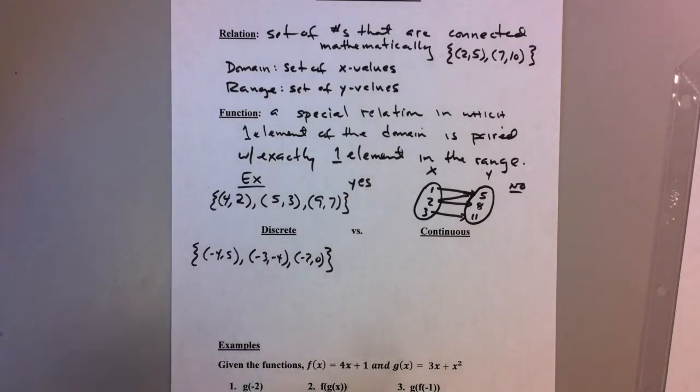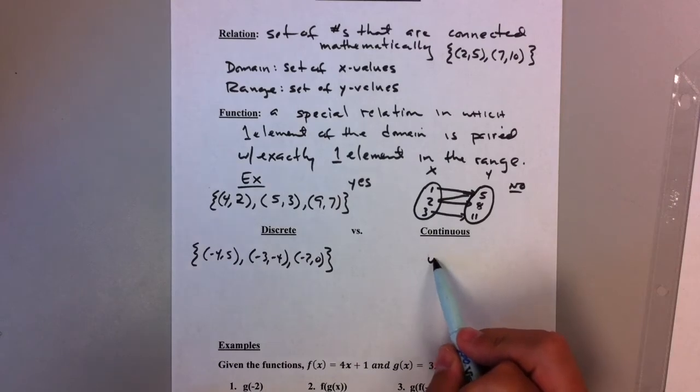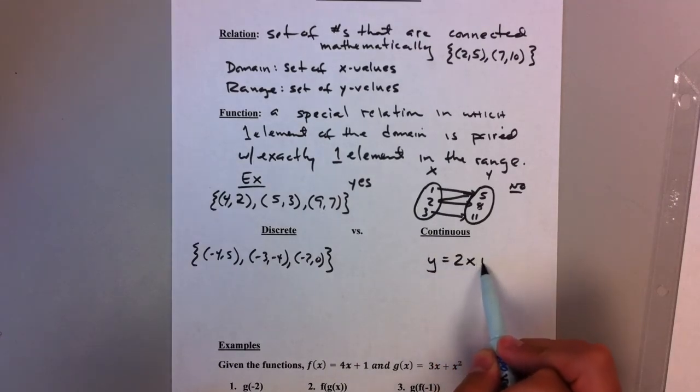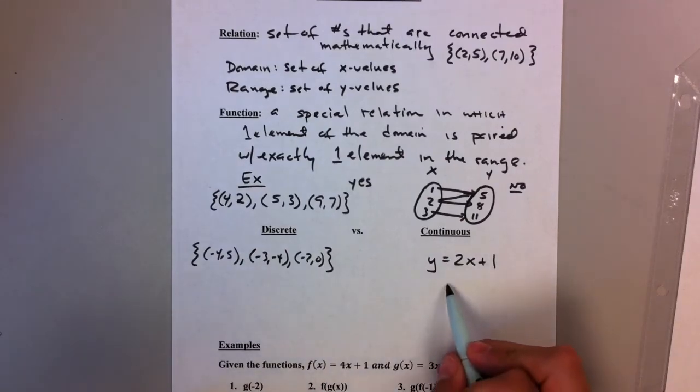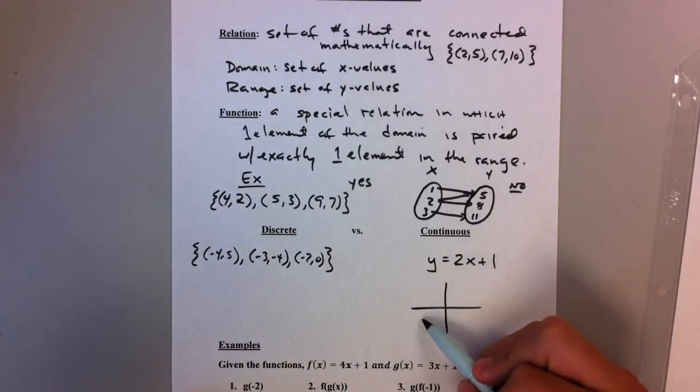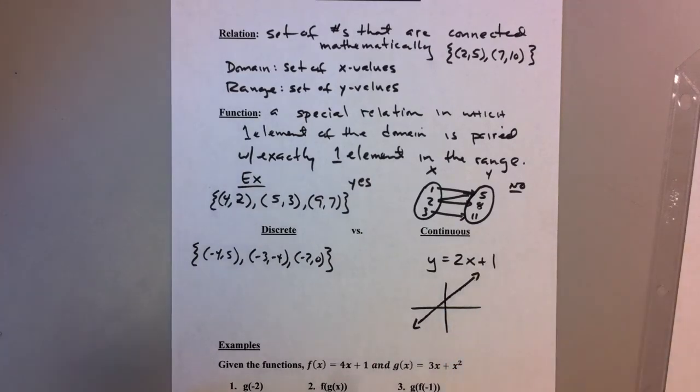Now, a continuous function is exactly what it sounds like. It will continue on forever. There's an infinite amount of points. And since there's an infinite amount of points, we don't ever list it like this. Rather, we try and use a rule or sometimes an equation. That would be a continuous function, because if I were to graph it, it would look something like this, meaning that there's all these points on here that would be part of that function. So that's the difference between a discrete and a continuous function.